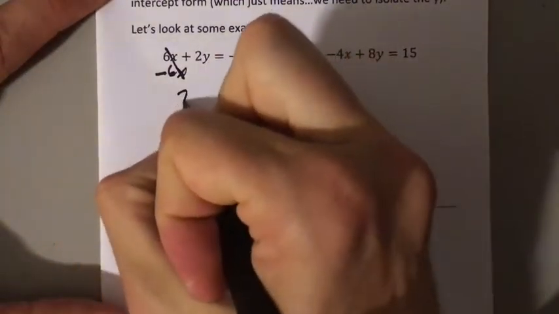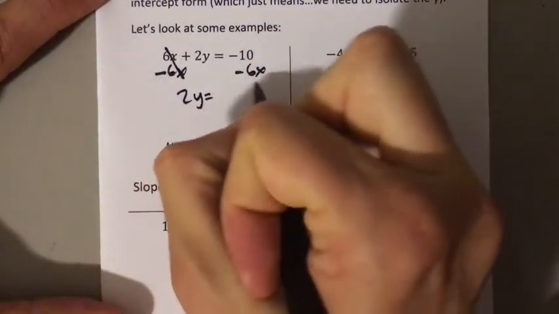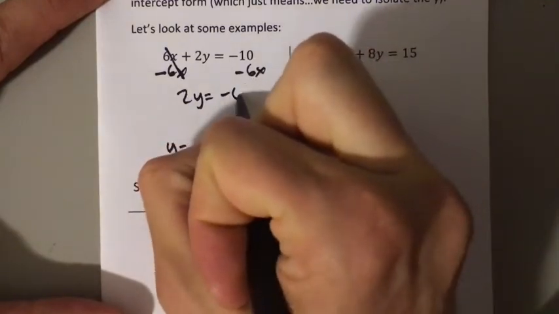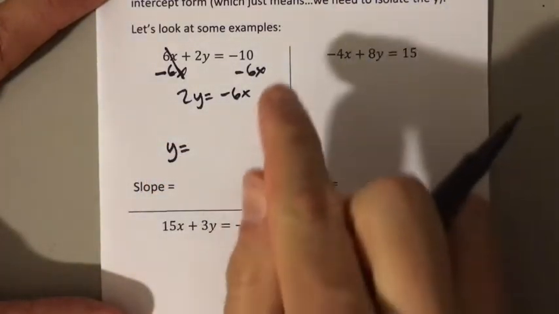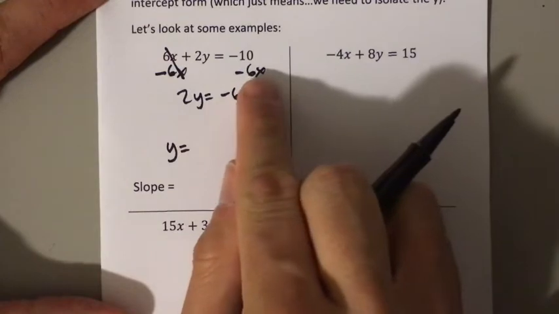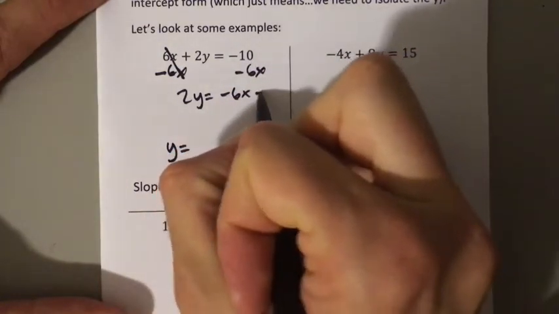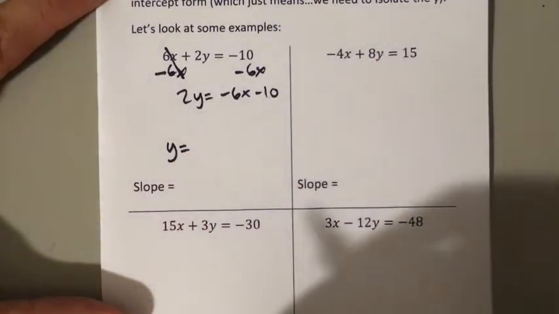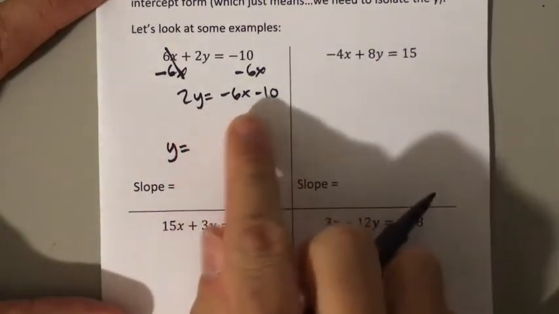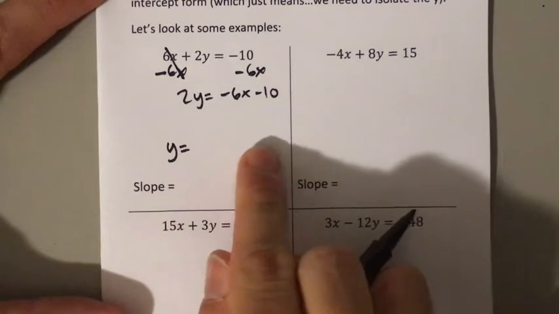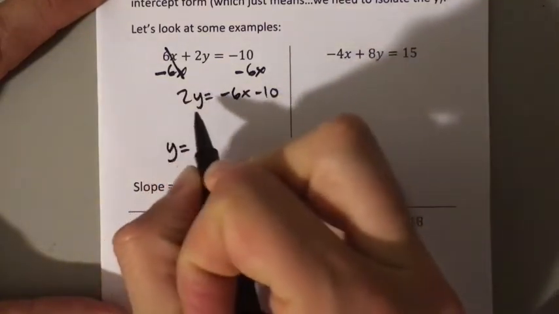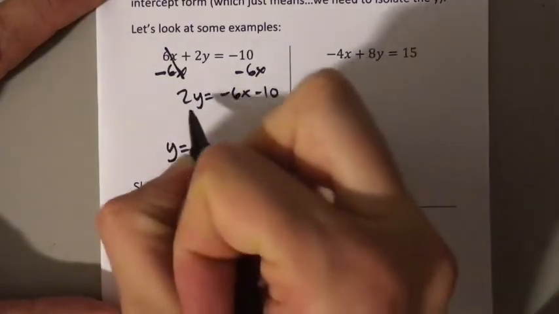I'm just going to rewrite 2y equals, and I'm actually going to write the negative 6x first. I can't put that negative 10 and the negative 6x together because they're not the same. And then I'm just going to write the minus 10. This is just trying to get it closer and closer to that y equals something x plus a number. Now I just have two y's. I want to get one y.